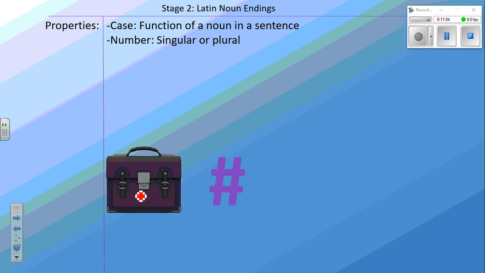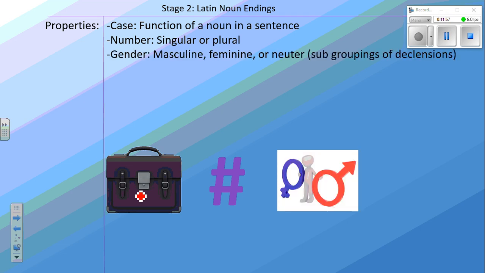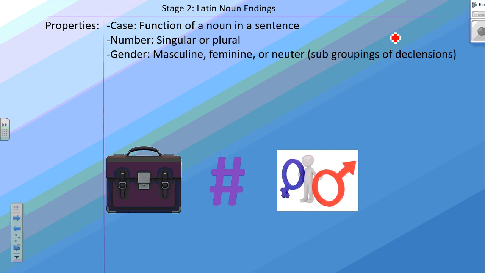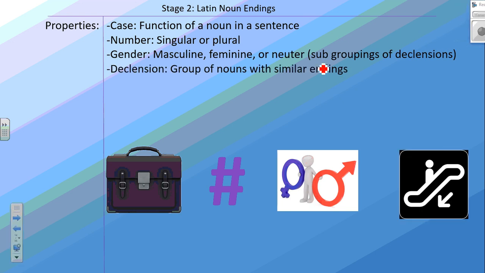You can know its number, by which I mean if it's singular or plural. You can know its gender, if it's masculine, feminine, or neuter, keeping in mind that we're not talking like gender, but subgroupings of declensions. And you can tell its declension. Remember, declensions are groups of nouns with similar endings. I have a little guy declining here. So I'm going to use these visuals throughout our notes, so when we are talking about nouns and specific functions, I'll clue you in by using these different visuals here. So case, number, gender, declension. These are our properties of a Latin noun.